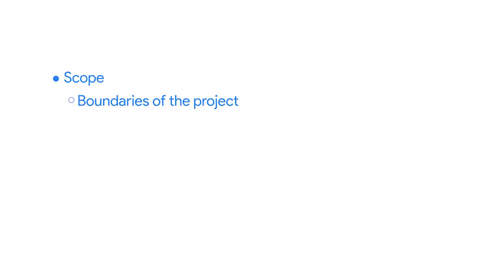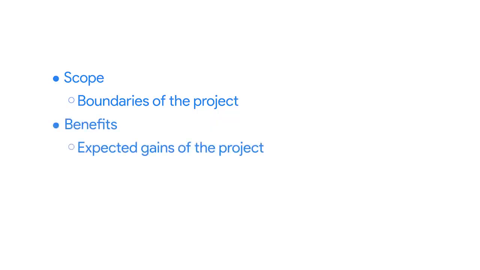This section is used a lot as an aid to help make sure stakeholders agree that it's worth the money to pursue the project. Okay, let's recap. Scope refers to the boundaries of the project. Benefits refer to the expected gains of the project. And costs refer to the money spent on project tasks, plus the prices of things like time, resources, and labor.